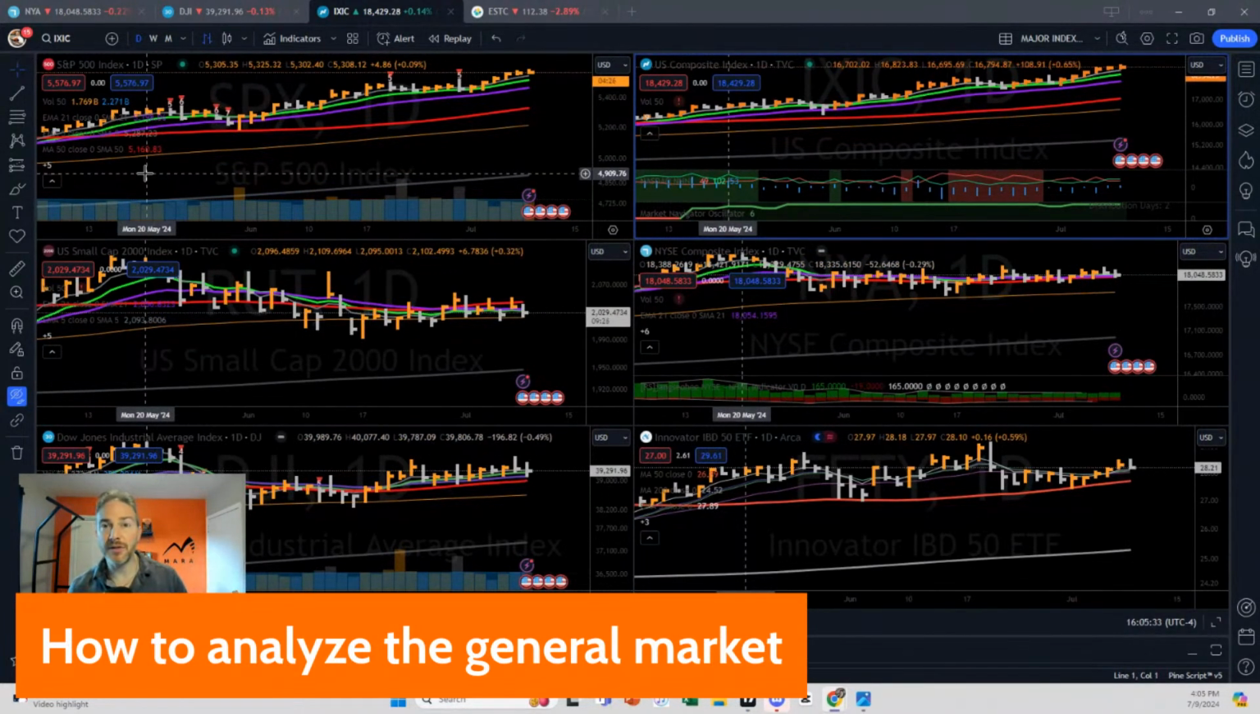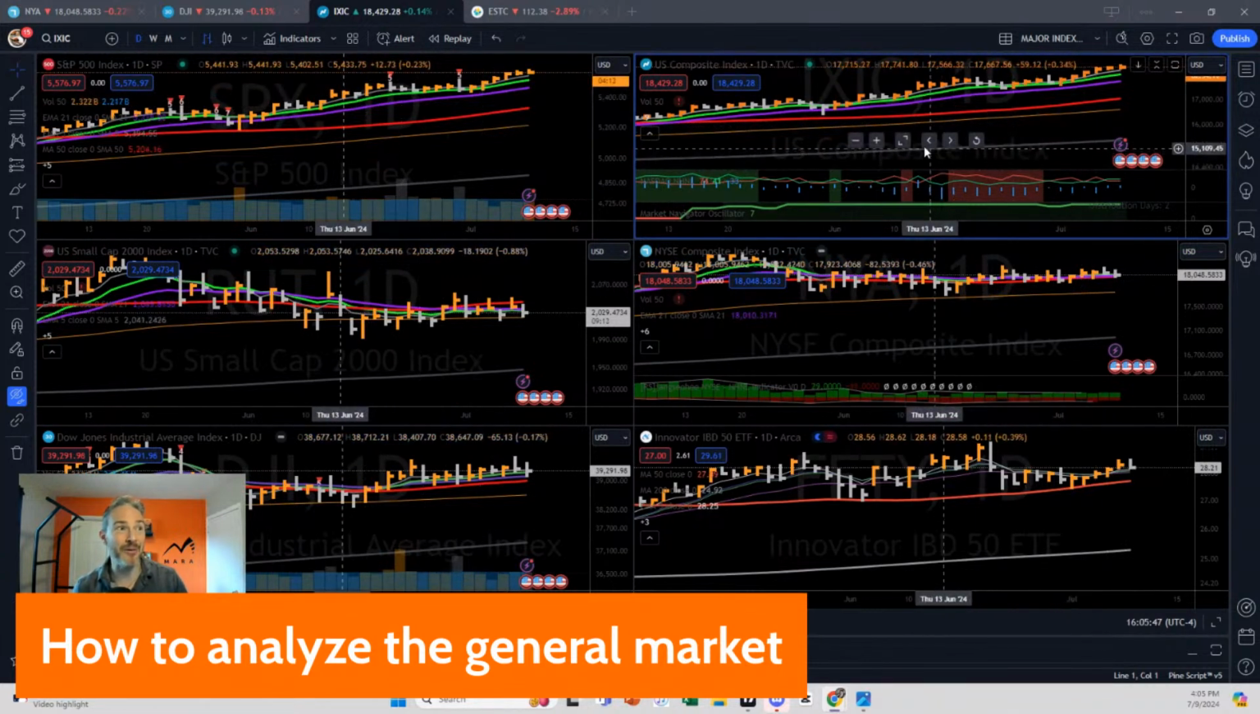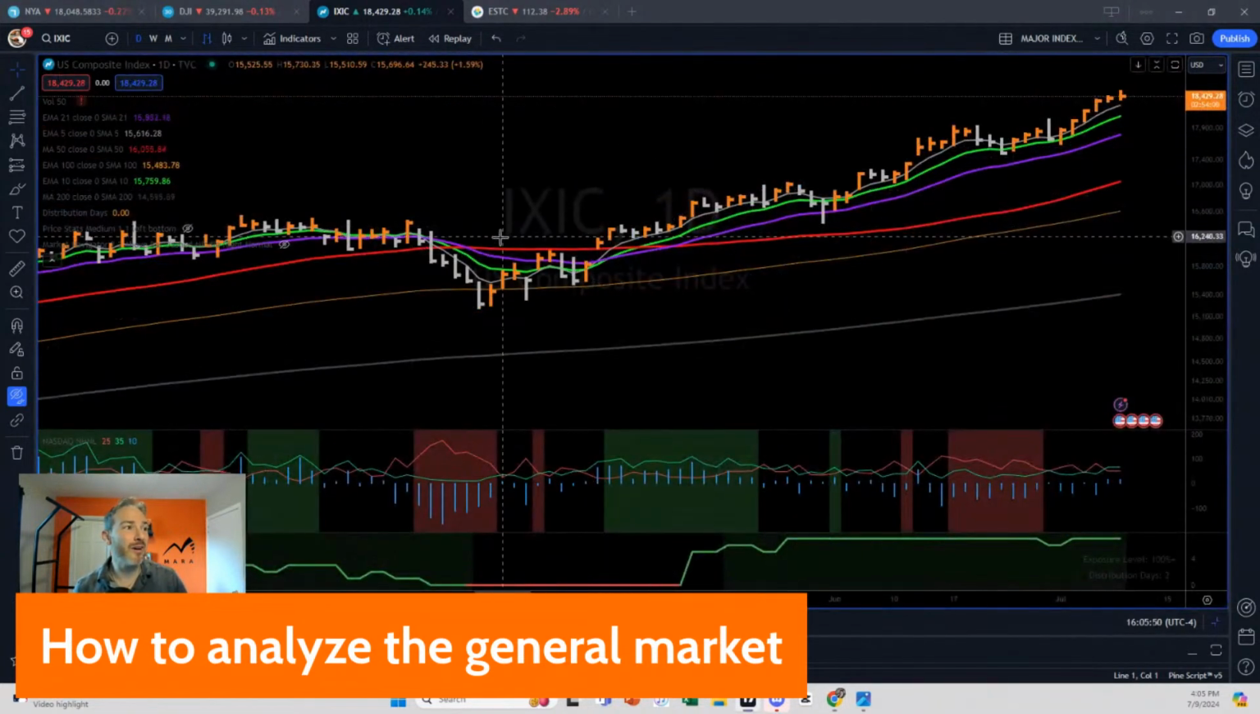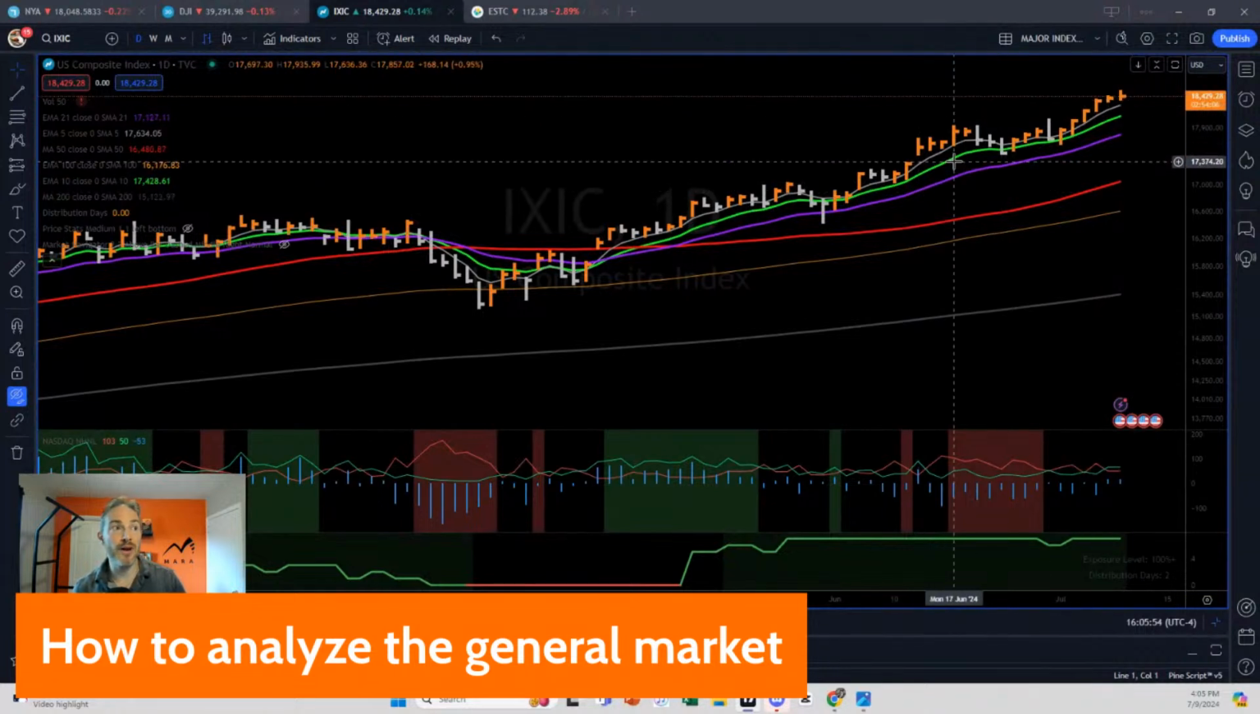So, what do I do with this? I look at which way it's going. Is each index moving up? Is it moving down? Is it moving sideways? And the way that I do that is pretty darn simple. It's taking a look at the trend.